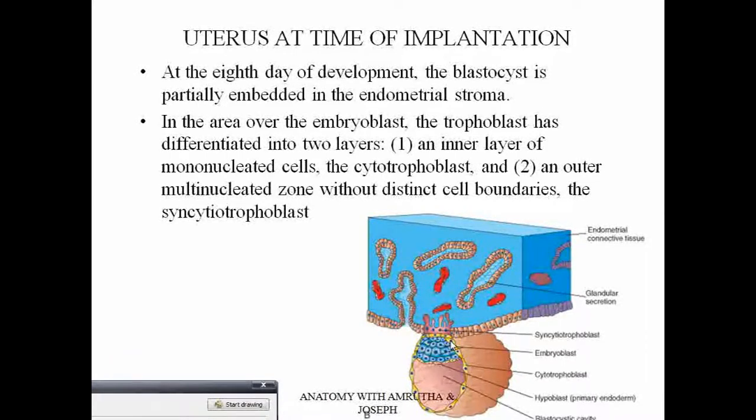differentiated into 2 layers. Inner layer of mononucleated cells called cytotrophoblast, and the outer layer is called syncytiotrophoblast. Here the cells are peculiar, it is a multinucleated zone without cell boundaries. They have the property to penetrate nearby structures. So the syncytial trophoblast is going to penetrate the uterine endometrium.